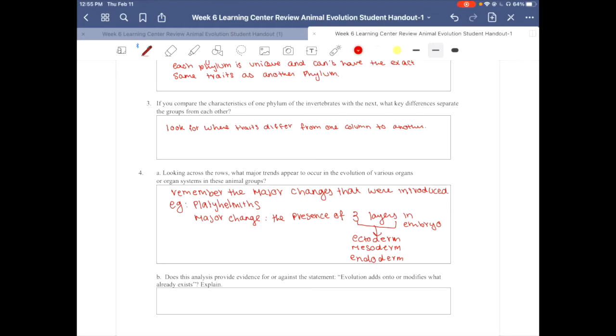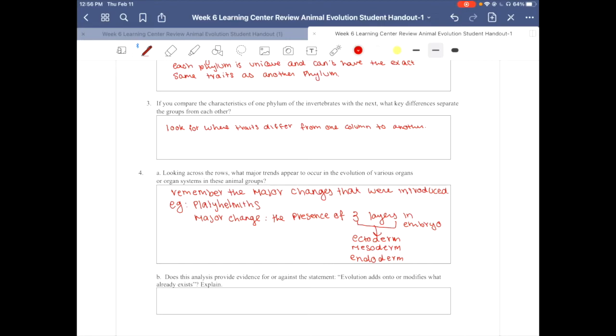So what I would say is that it does provide evidence for that statement, because when we look at the chart, we see that there's one trait that comes along, but then, oh, we have a comment. Let's see: mutation on an existing organism that offers a comparative advantage in reaching reproduction or continued. Yes, that is a great answer.